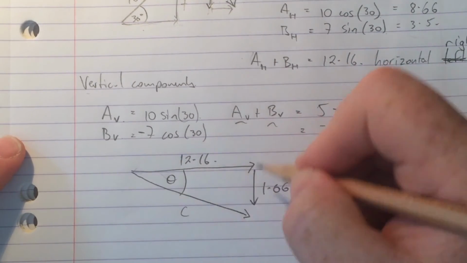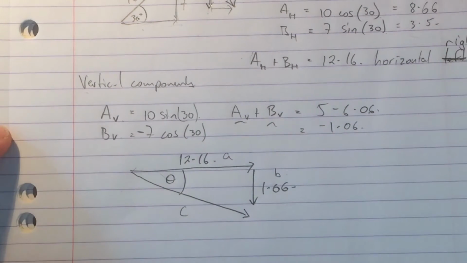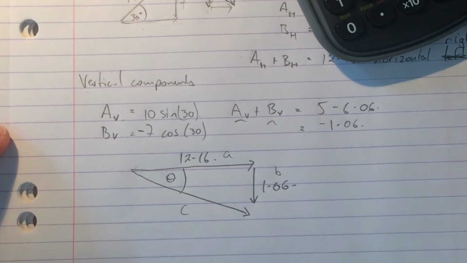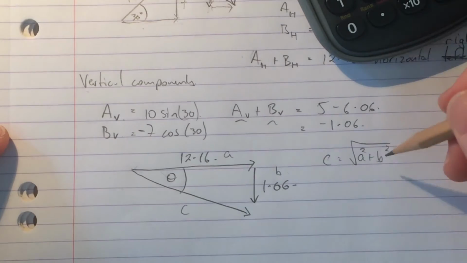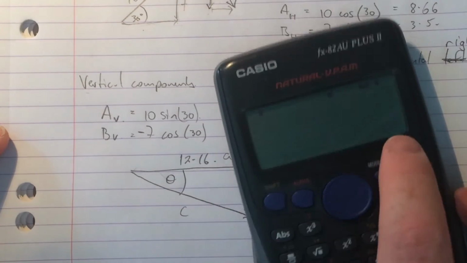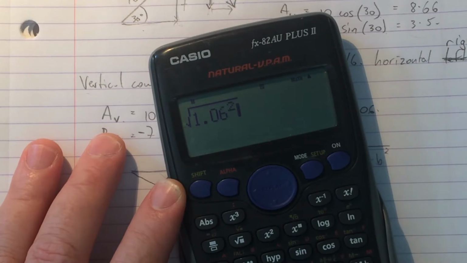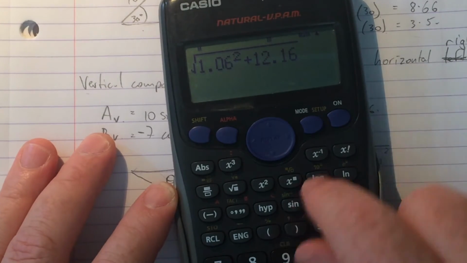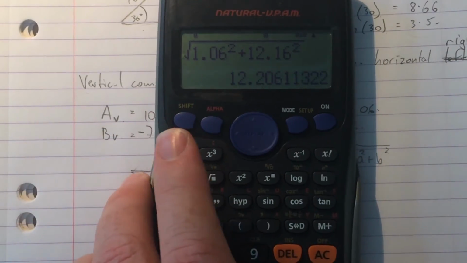Now this is a right angle triangle, so it does conform with Pythagoras' theorem. So the length of the hypotenuse will be given by the square root of a squared plus b squared. So that will be, on my calculator, the square root of 1.06 squared plus 12.16 squared. We get 12.21.